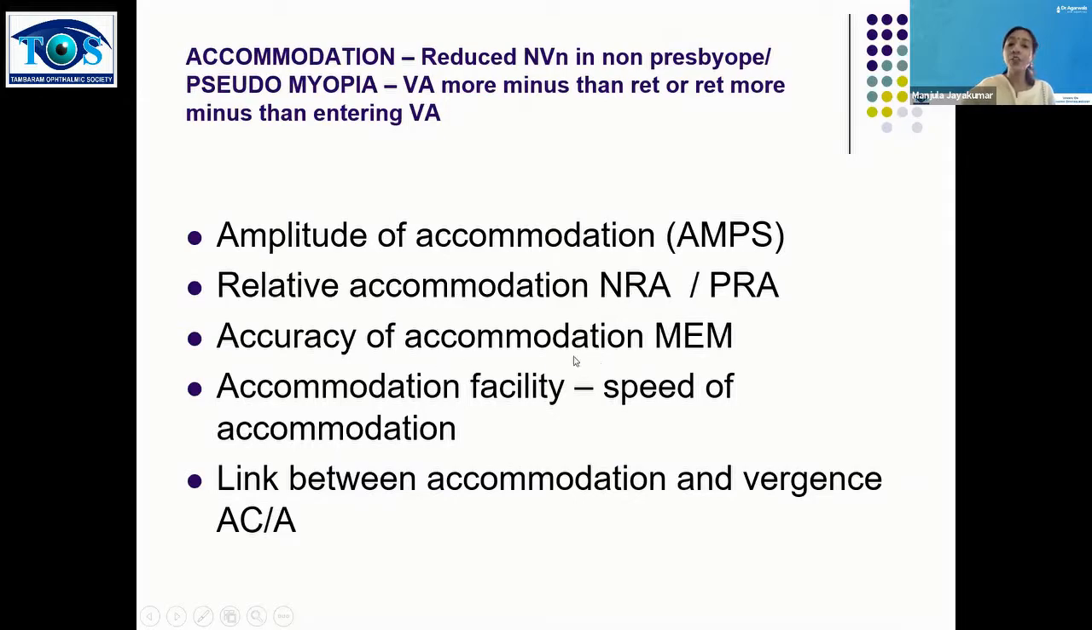You assess your accuracy of accommodation by using MEM cards and performing near retinoscopy or dynamic retinoscopy. In this, you see whether the patient has lag of accommodation or lead of accommodation. A lag means accommodation insufficiency. A lead means there is accommodation excess. You look at accommodation facility using your flippers, and that will give you the speed at which you accommodate. And there is always a link between accommodation and vergence, which you can assess by using your AC/A ratio.